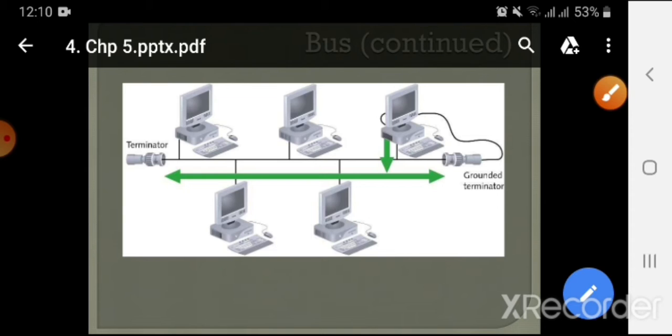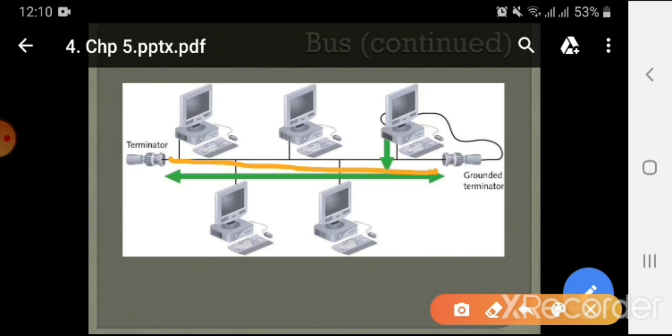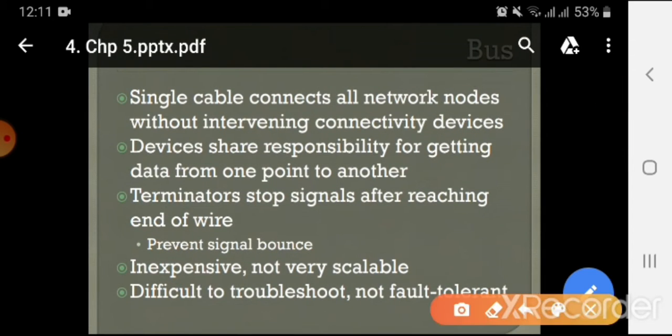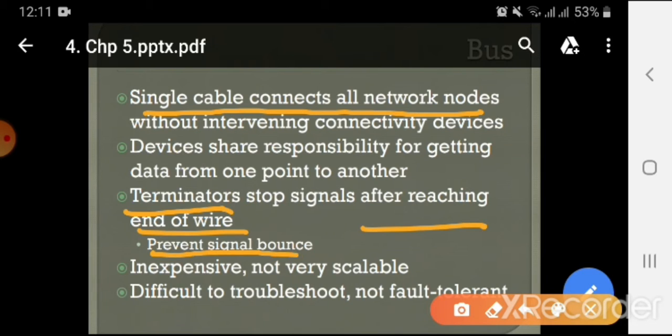All the computers are connected with a single cable, and this single cable is known as the bus. A single cable connects all the network nodes without intervening connectivity devices. Devices share responsibility for getting data from one point to another. Terminators are used to stop the signals after reaching the end of the wire. When the signal reaches the end of the wire, it has to terminate, otherwise it will bounce back. So this prevents signal bounce, which reduces the network traffic.